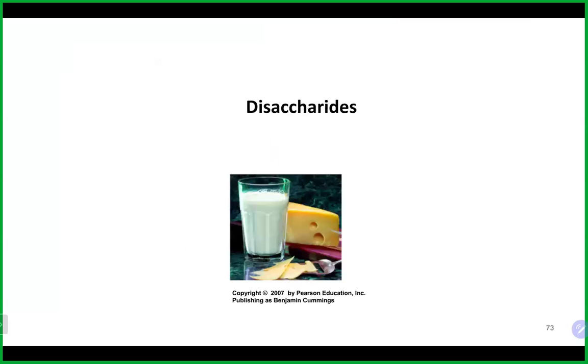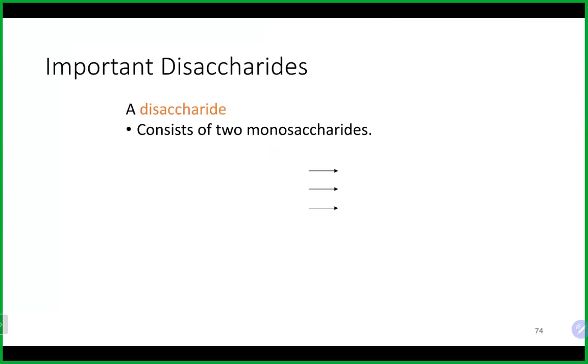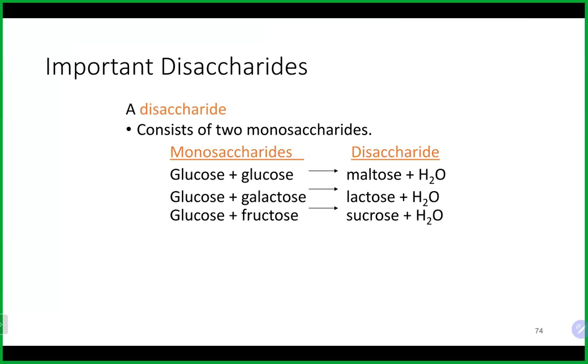Let's talk a little bit about disaccharides, so a little cheese and milk to go with our bread. A disaccharide, as we talked about, is made up of 2 monosaccharides that have been put together by removing water and sticking them together.